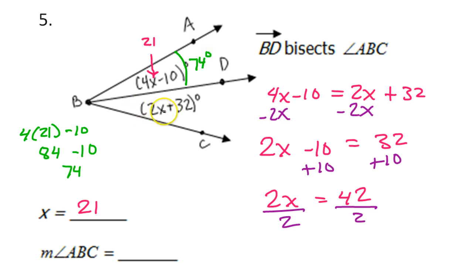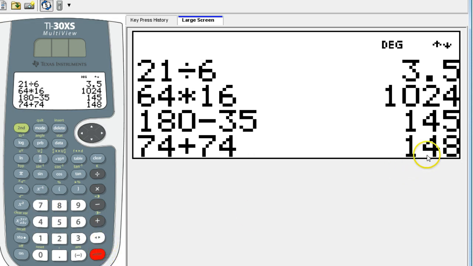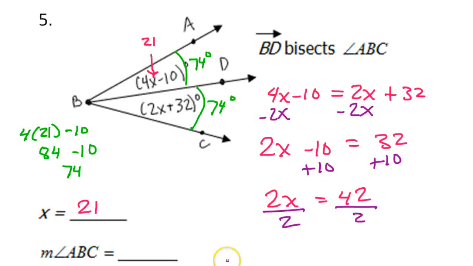Now, without even plugging it into the other one, I know these are going to be congruent, so this is also going to be 74 degrees. Combined, that is 148 degrees. And that's what ABC is.